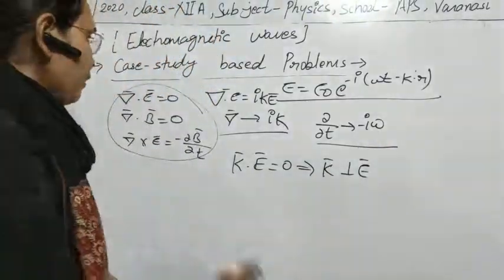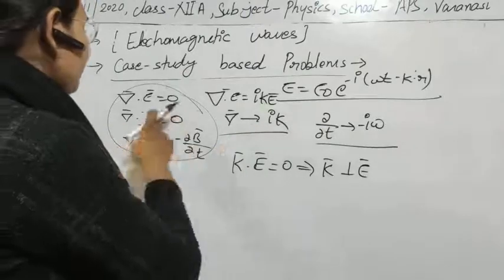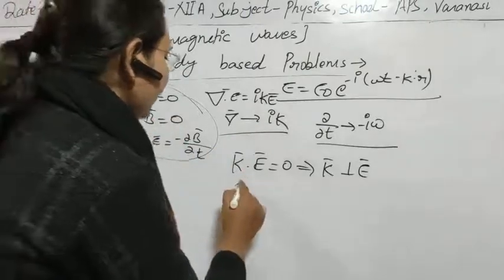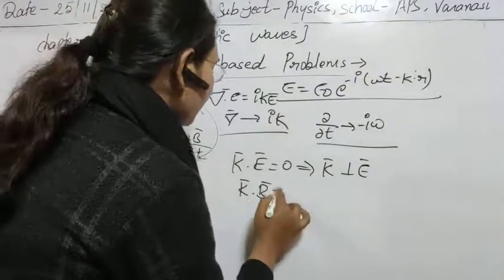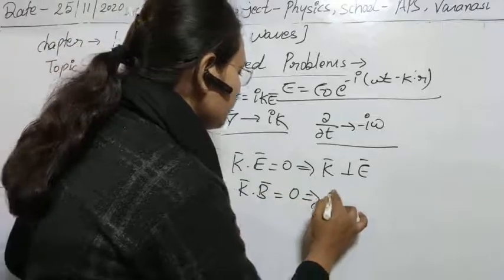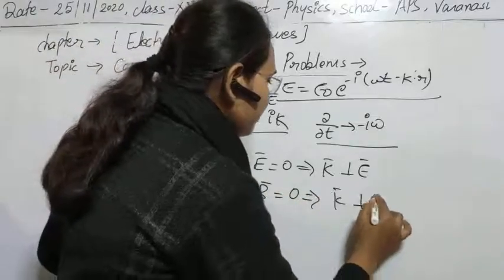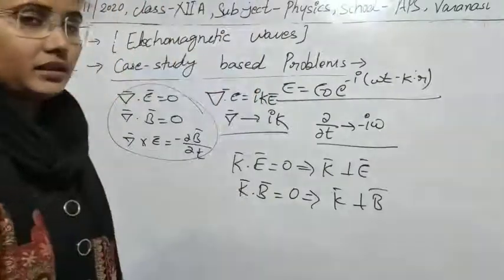So the dot product of two vectors, if this is 0, it means that k is perpendicular to E. Clear? And also with the second equation, if you put this value ik, then finally what will be obtained? This is k dot B, that is equal to 0. So from here k will be perpendicular to vector B.